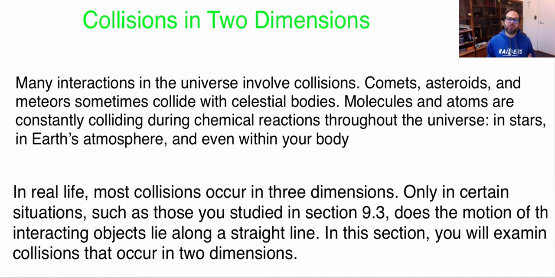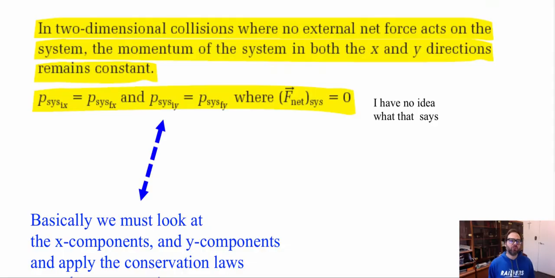In order to do this, we're going to have to go back and use the skill sets that we learned in Physics 20 to help us solve questions that involve two-dimensional collisions. So how do we solve two-dimensional collisions? Basically, in two-dimensional collisions where no external net force acts on the system, the momentum of the system in both the x and y directions remains constant. In other words, the momentum in the x initial must be equal to the momentum in the x final, and the momentum in the y initial must be equal to the momentum in the y final, where the F net is on our whole system.